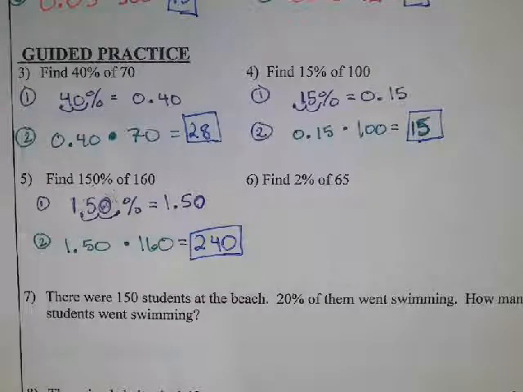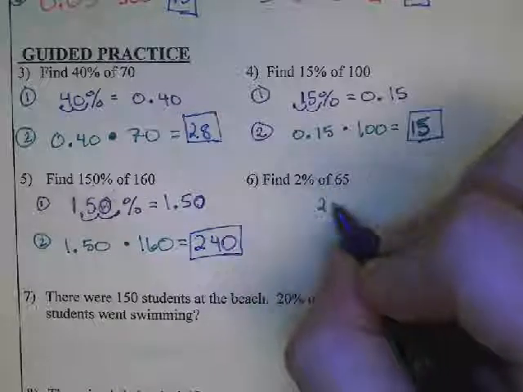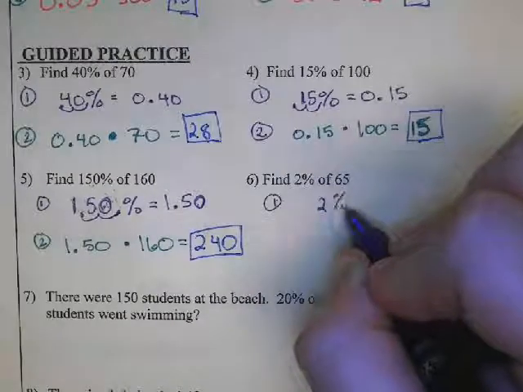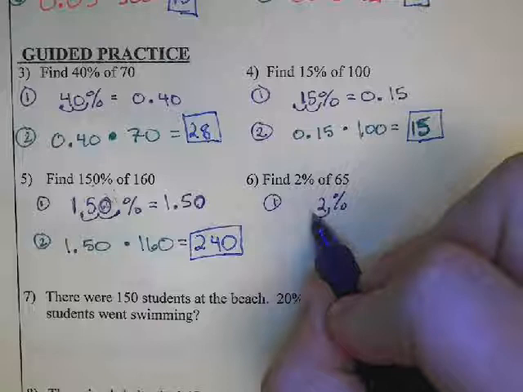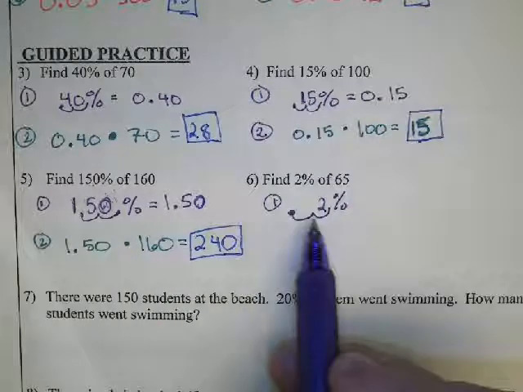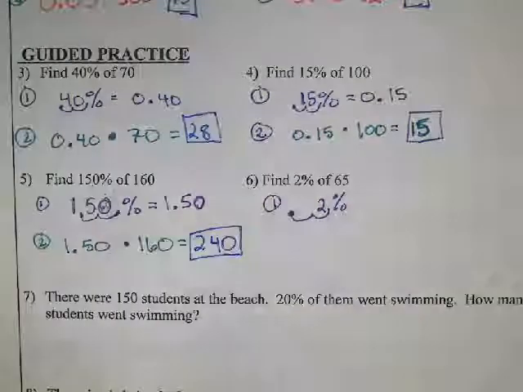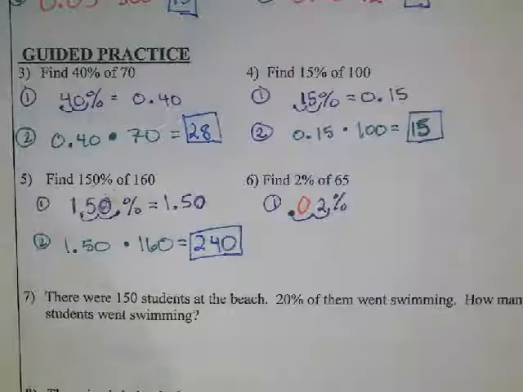So let's try this with the 2%. We're going to take our decimal, our percent, step 1, 2%. We're going to move that decimal over. Well, what happens when we move that decimal over? We have that blank spot. We like to fill that blank spot in with our 0.